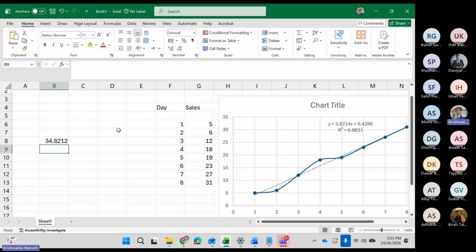R square value, which is 0.9831. Here is an opportunity for you, especially those who have taken the other module. Can you explain how do I tell a layman what is that 0.983? What is R square? Is it good? Is it bad?